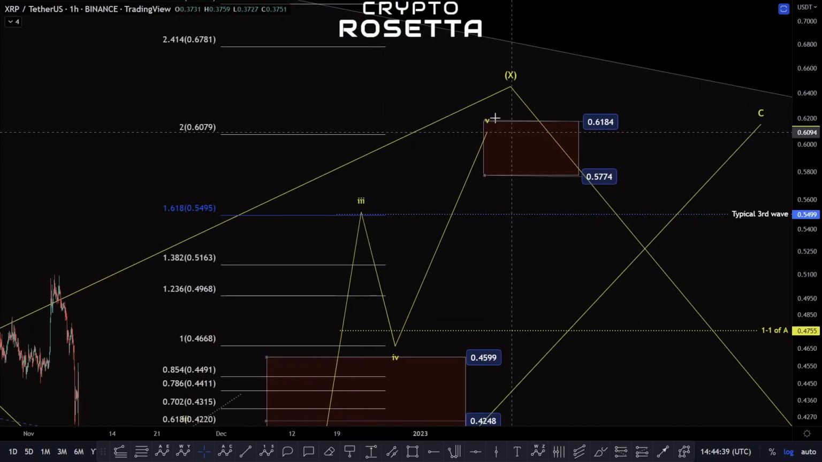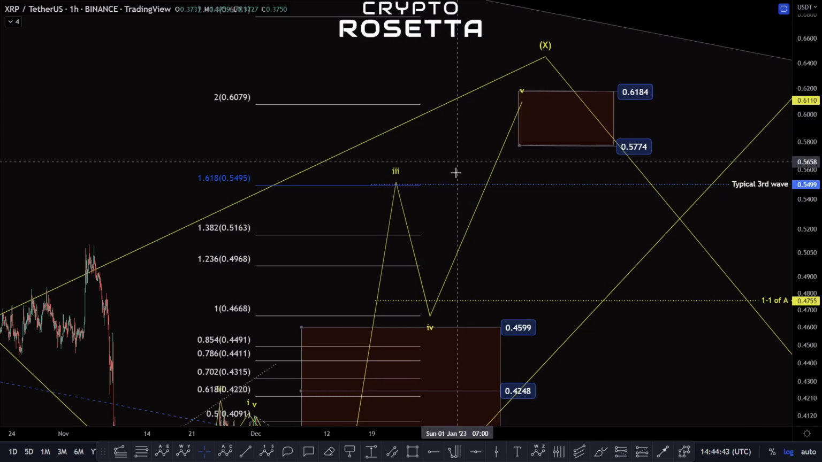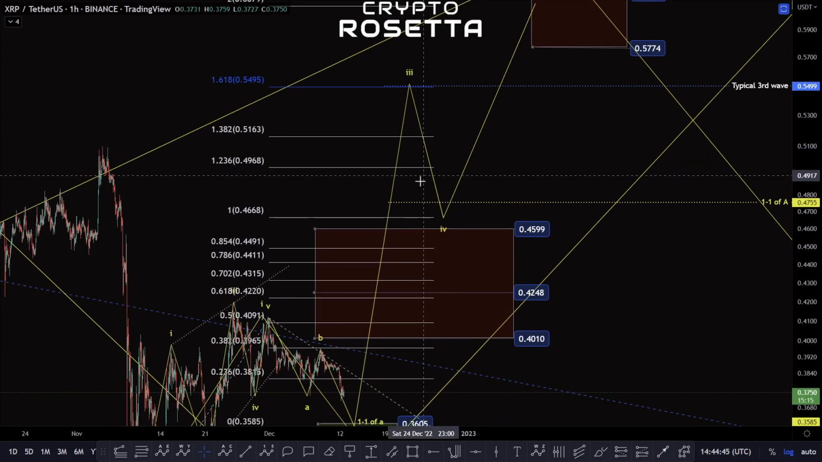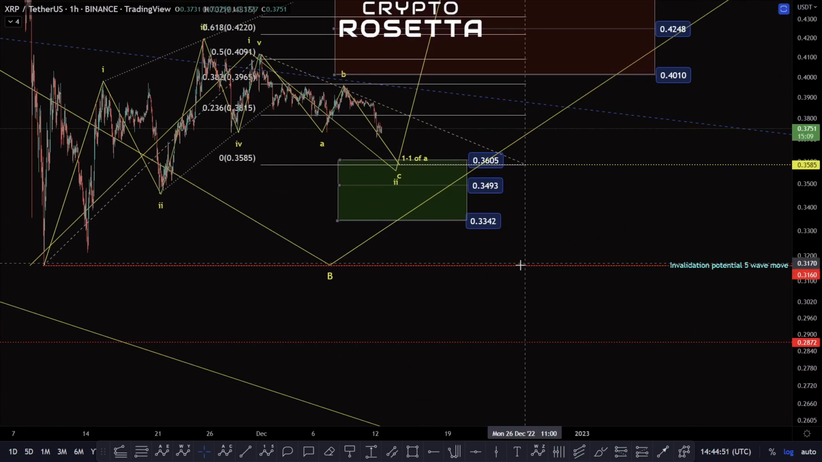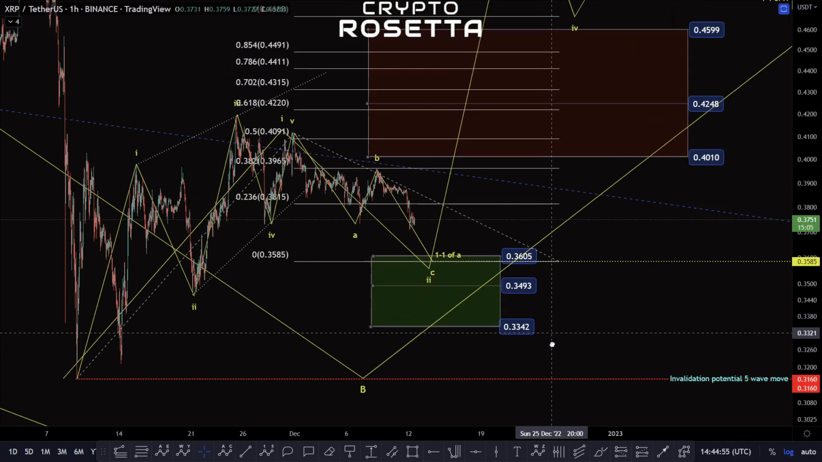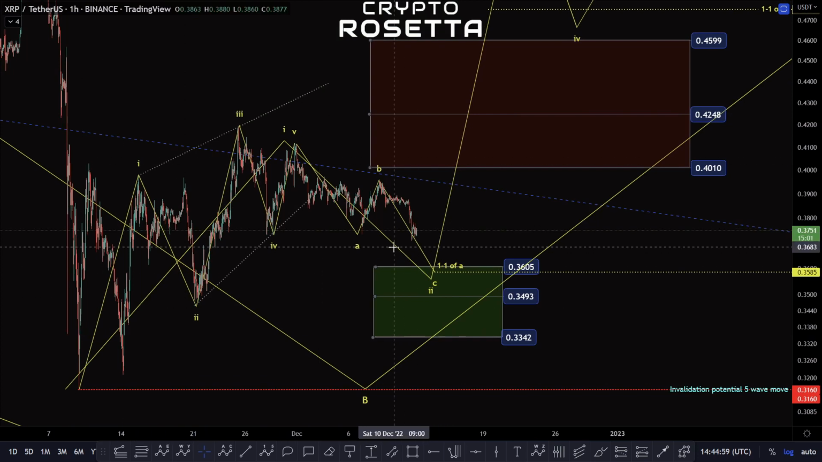This could then complete the C wave, and then we would be looking for continuation to the downside in the Z wave if it does play out. Though, like I said, confirmation would only come by crossing this 54.99 area, and invalidation would be by crossing below this 31.60 area. So that is the potential of this as a leading diagonal.